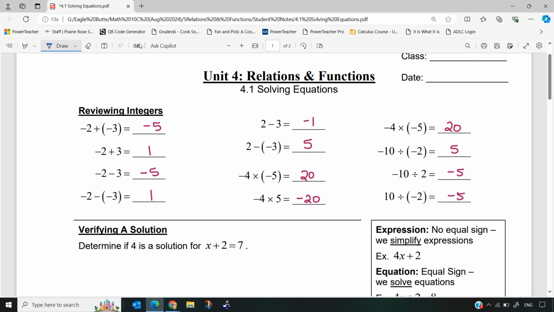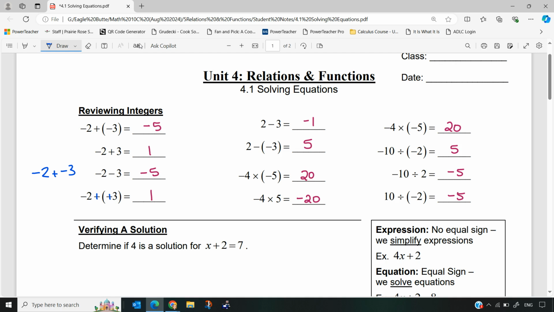In our first column here, we have -2 plus -3. So that's like owing $2, and now you owe another $3. -2 plus -3 is -5. If I have -2 plus 1, that would give me -1. -2 minus 3 is the same as saying -2 plus a -3, which is also -5. If I have -2 minus -3, that's like -2 plus 3 would also give me 1.